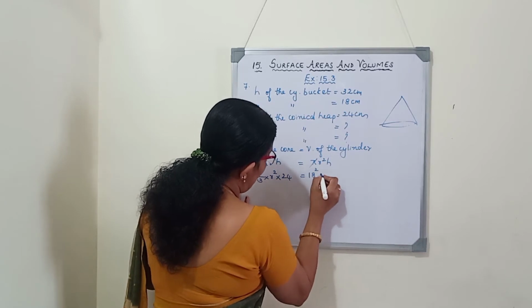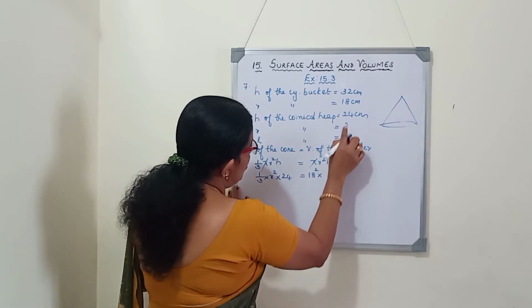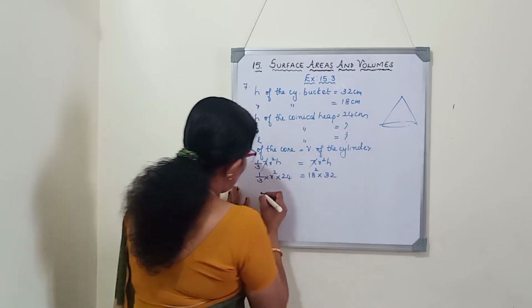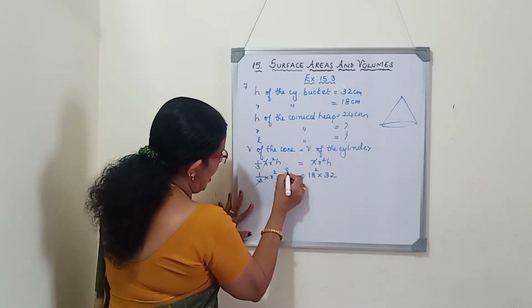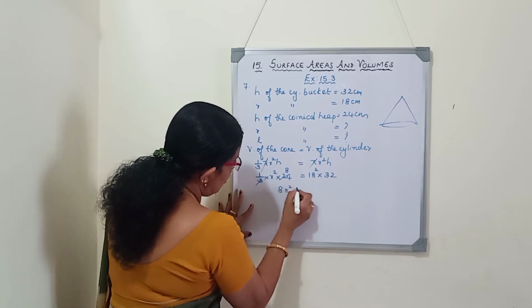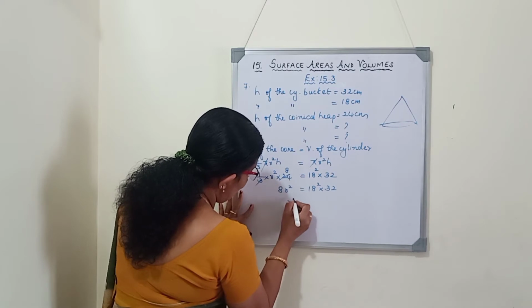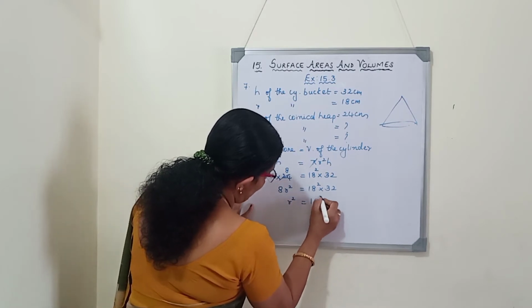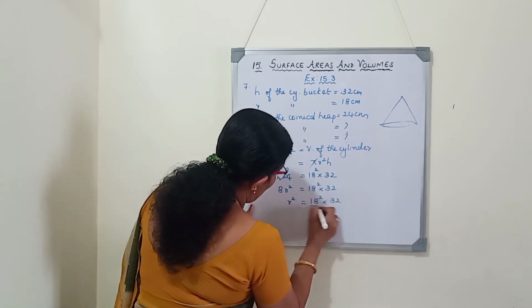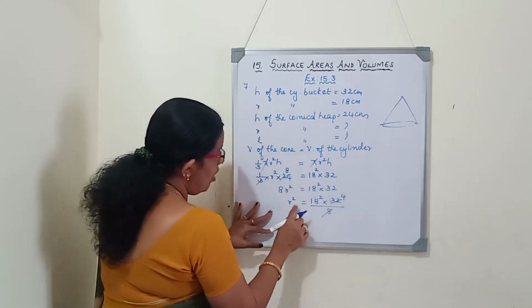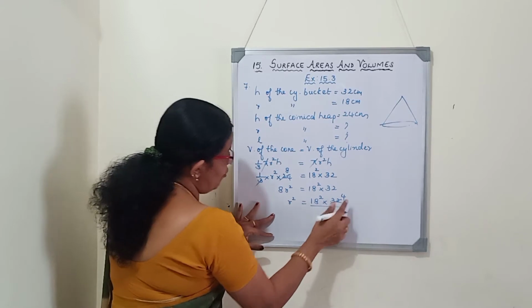So 18 square into height of the cylinder, which is 32. So here 3 and 24 will cancel. 8 r square is equal to 18 square into 32. R square is equal to 18 square into 32 by 8. So here 8 and 32 will cancel, we will get 4. R square is 18 square into 4.